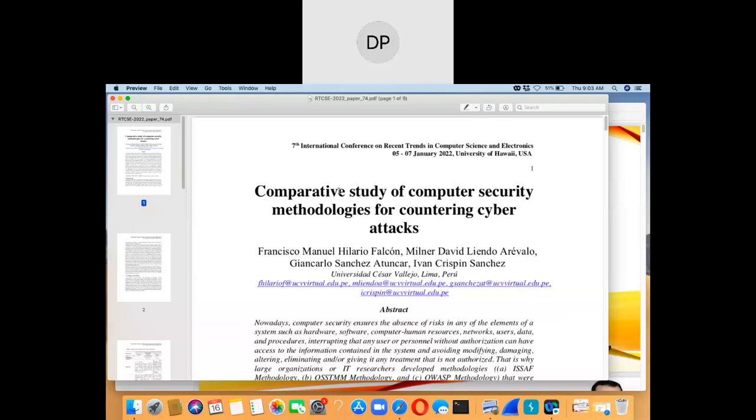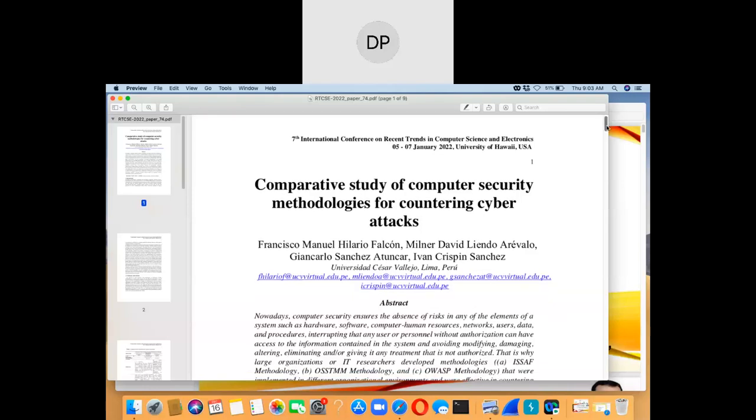So I am showing one paper I received yesterday for review. The conference organizer from University of Hawaii sent me this paper. Please read it and send me your review comment on whether this paper is acceptable or not. If acceptable, it should be accepted as it is, or it needs some minor or major revision.